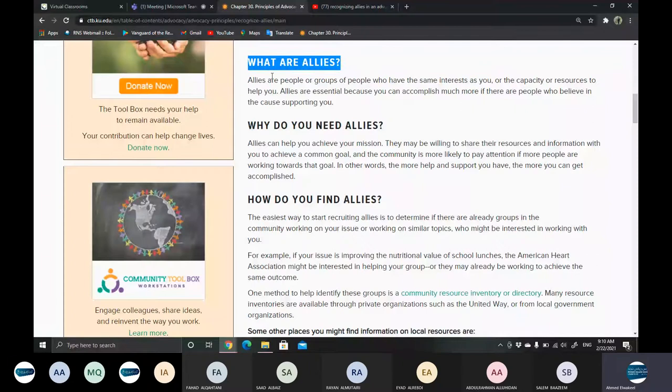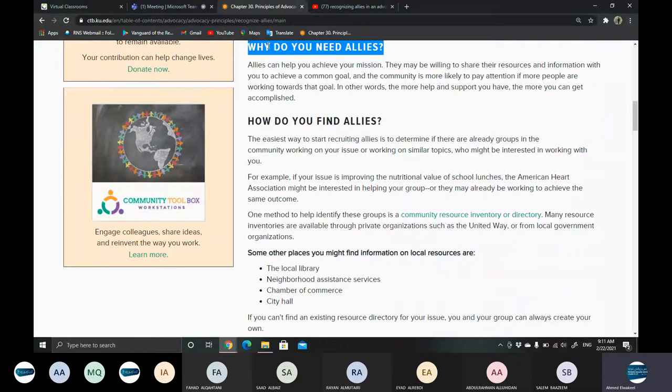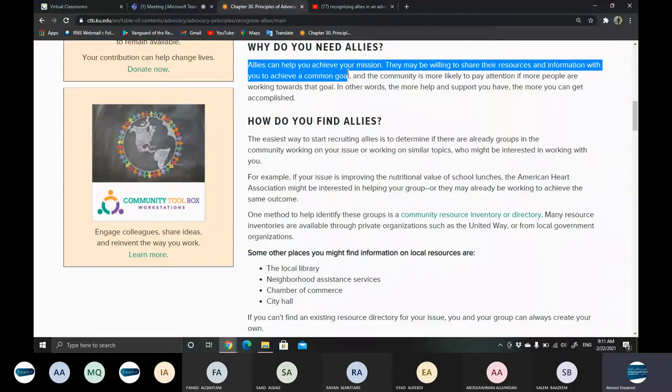Abdul Rahman just spoke about the allies and that they are the people supporting us, having the same ideas and perspective that we have. So, the question here is, why do we need allies in our advocacy? Why not just perform the advocacy campaign alone? Because simply, you cannot make any major change alone. You need some people to stick by your side to help you. So, allies can help you achieve your mission. They may be willing to share their resources and information with you. And by sharing these resources and information, you will be able to achieve a common goal.